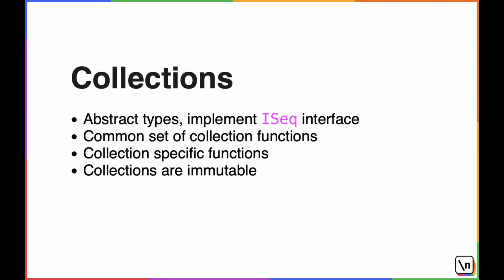Collection in Clojure is an abstract type that implements the ISeq interface. All compound data structures like lists, vectors, maps, and sets are collections. Collections have a common set of functions that apply across data structures and some data structure specific functions. And all the operations that manipulate a collection in any way are immutable. Clojure has no support for mutating a data structure after it is defined.